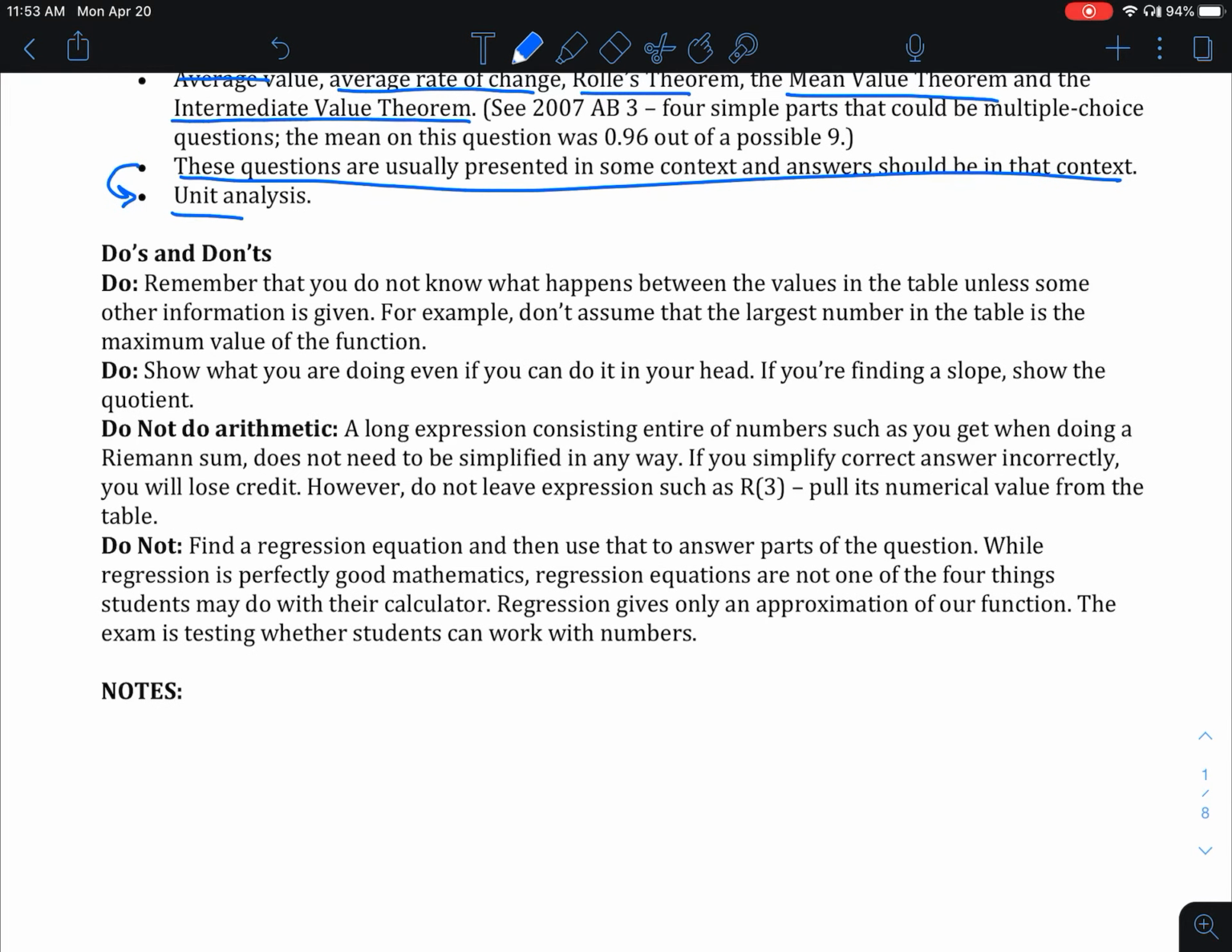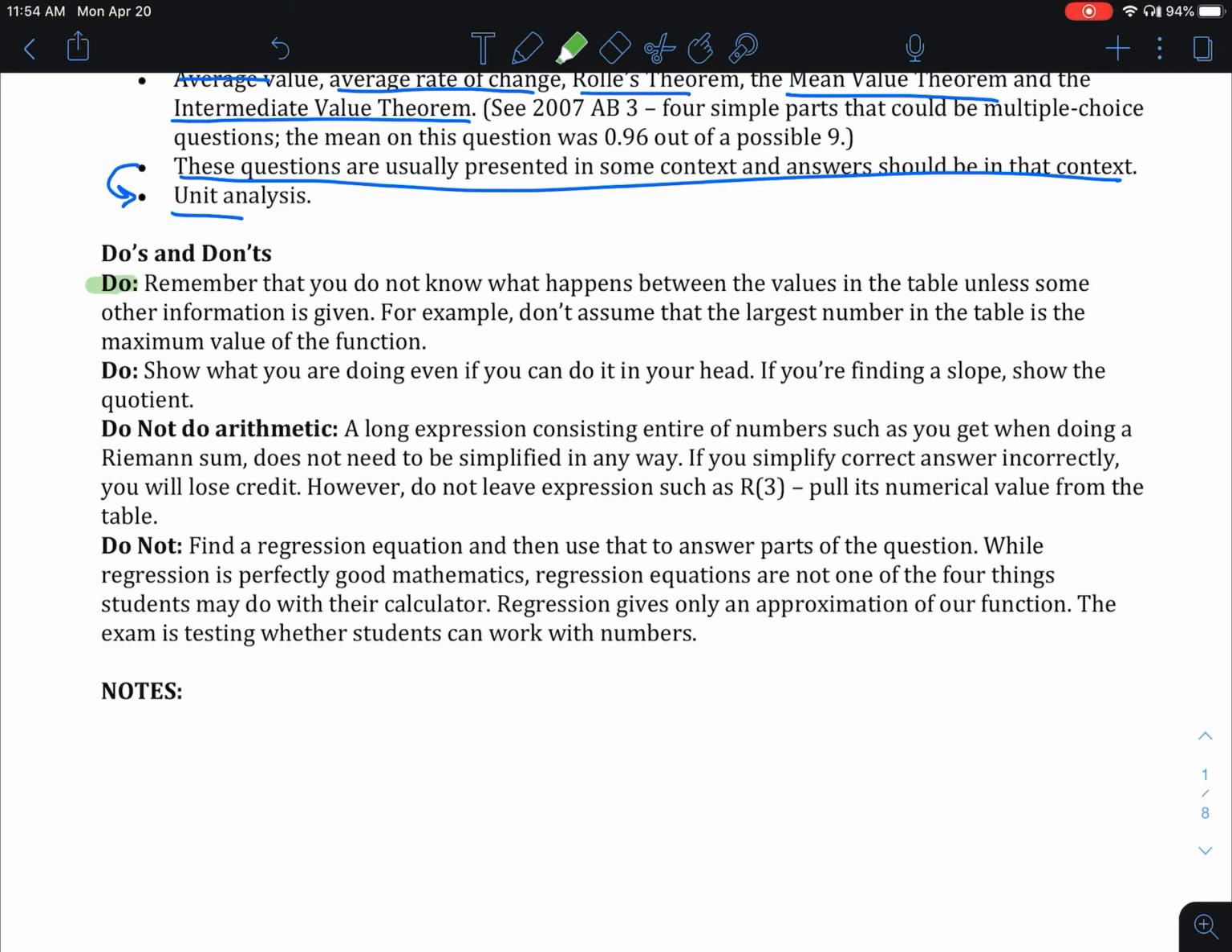Okay, some do's and don'ts, always my favorite. Do remember that you do not know what happens between the values in a table. So what looks like it's decreasing, unless it says it's strictly increasing or strictly decreasing, you can't assume that. You have to use the information that you're given.